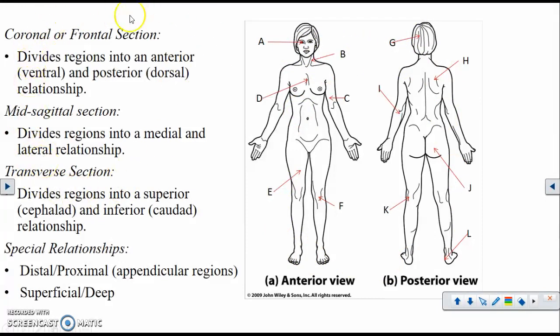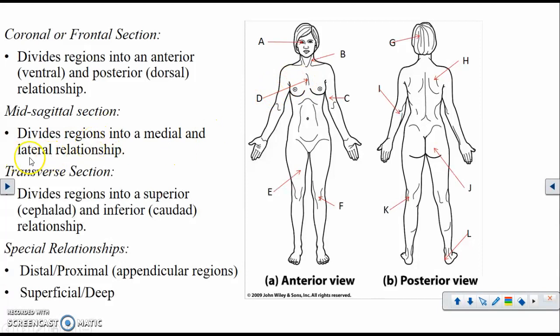three main sections. So coronal or frontal section divides regions into an anterior, sometimes called ventral, and posterior relationship. Okay, a mid-sagittal section is actually, there's an imaginary line that goes right down the middle of a human person, divides regions into medial, something closer to the midline, and lateral, something further away from the midline relationship.